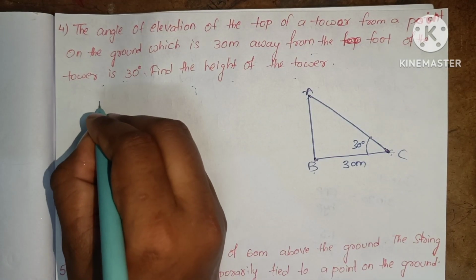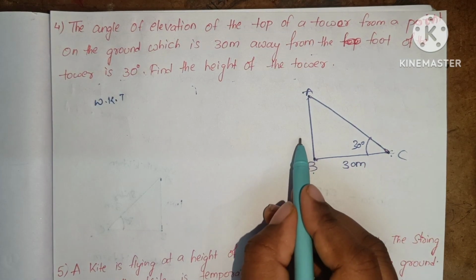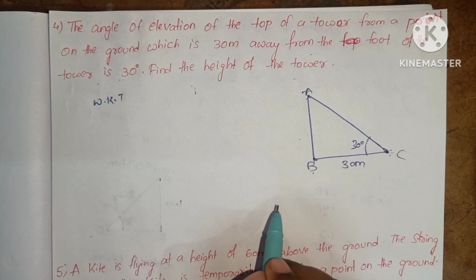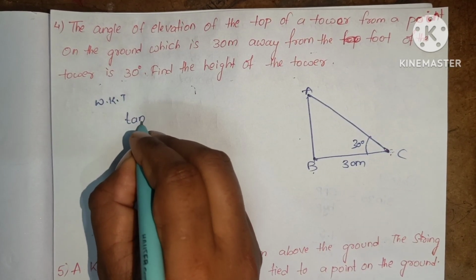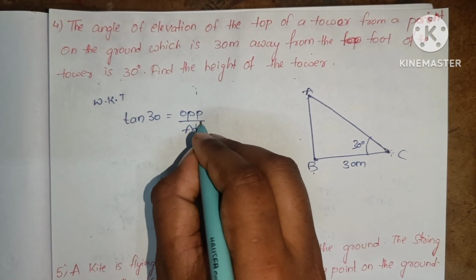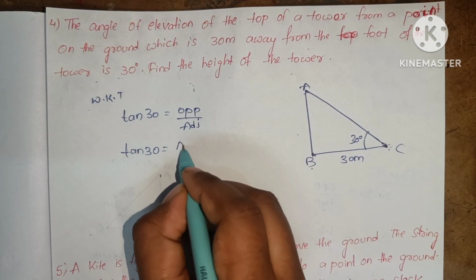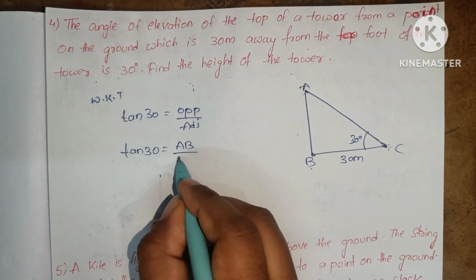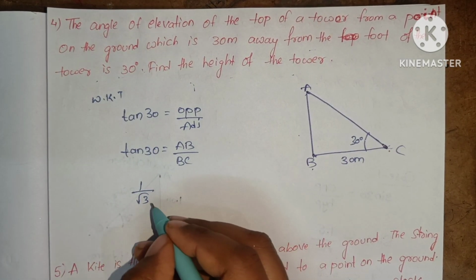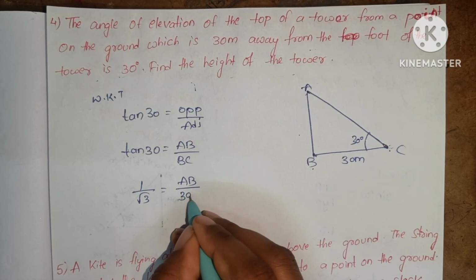So we know that here you have the adjacent side, you have to find the opposite side, and one angle was there. That means opposite and adjacent, in which trigonometric ratio will you find? Tan. Tan 30 equals opposite by adjacent. So tan 30 equals opposite side, AB, by adjacent side, BC. So tan 30 means how much value? 1 by root 3 equals AB by BC, which is 30 meters.